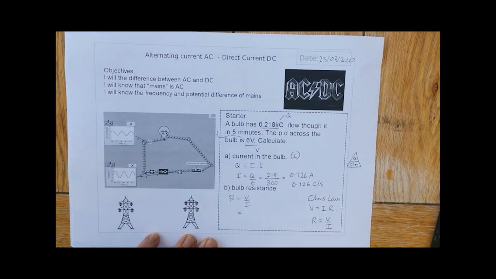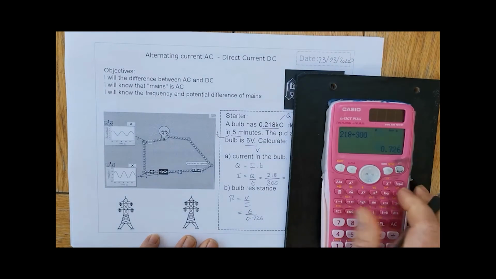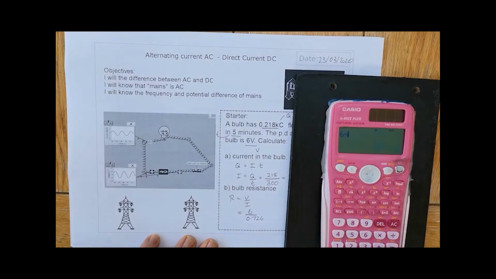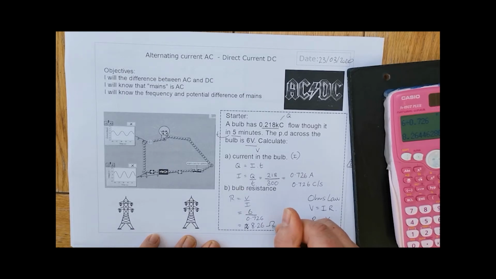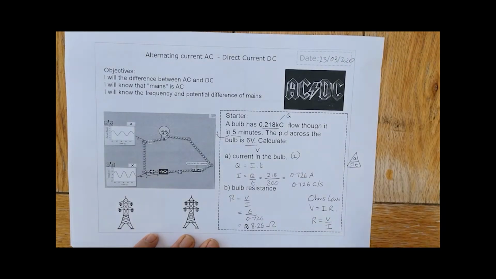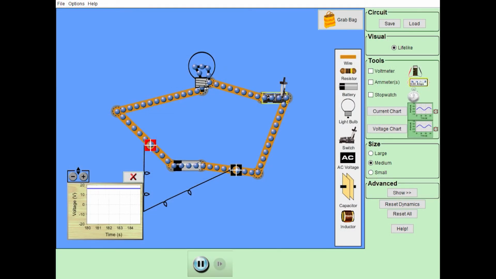What was V? Well, V is potential difference. V in this was 6. 6 divided by the current from before is 0.726. 6 divided by 0.726 equals 8.26. 8.26 ohms. Very good.